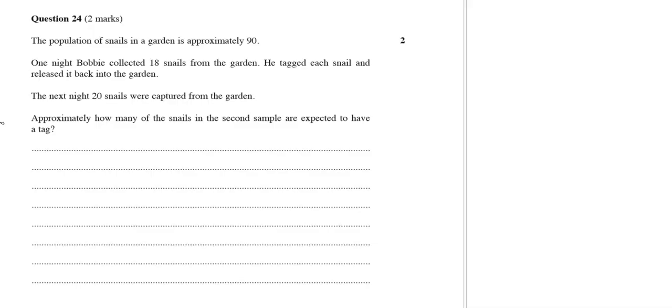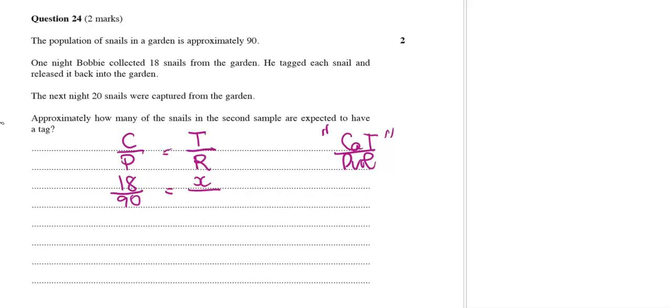All right, when I do these recapture questions, I like to remember that what I captured as a function of the population is going to be in the same ratio as how much is tagged as a proportion of what is recaptured. You might like to remember cap per as a little thing to remember. So I collected 18 out of a population of 90, and I have an unknown number tagged out of, when I redid it, 20 had been recaptured.